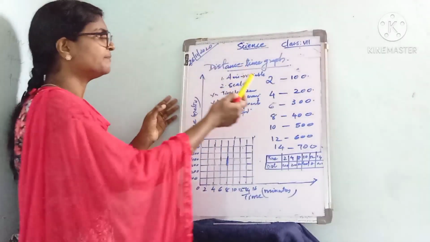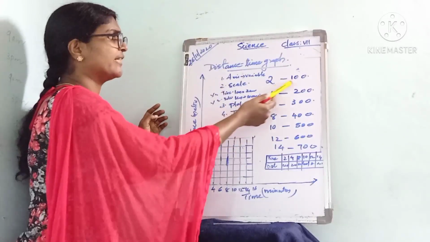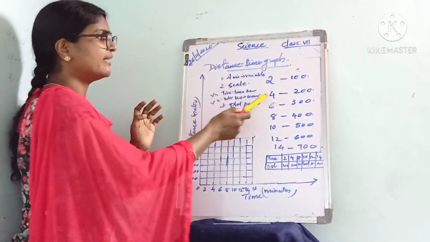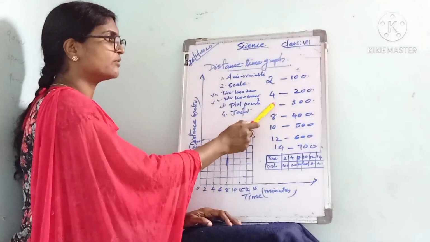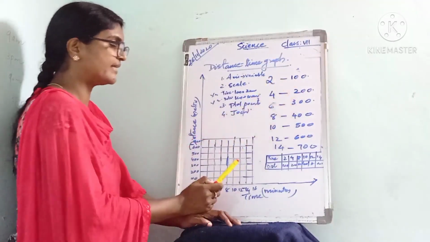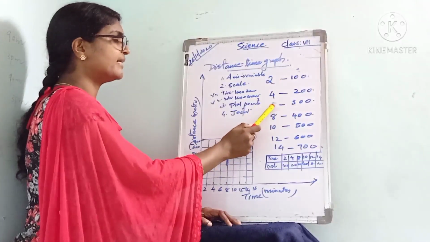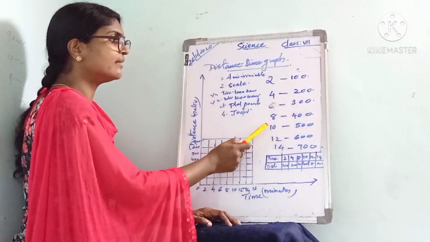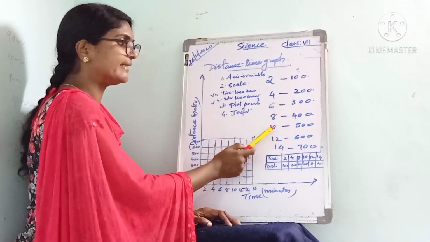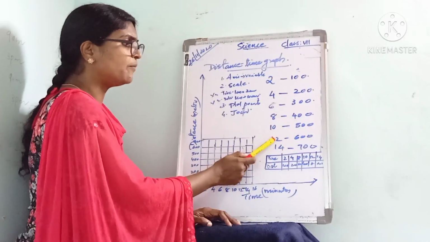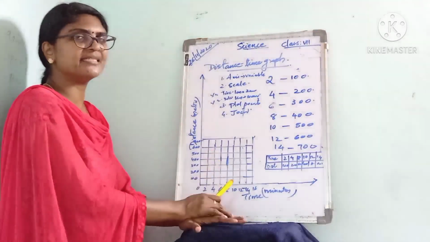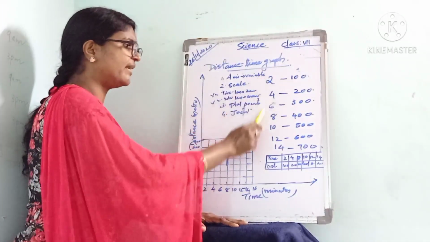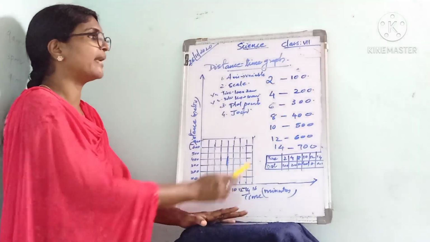In 2 minutes he covered a distance of 100 meters. Then in 4 minutes he covers a distance of 200 meters. Then 6 minutes, it is 300. Here 8 minutes, 400. Then 10 minutes, 500. Then 12 minutes, 600. Then 14 minutes, 700. This is the data prepared by Arun.